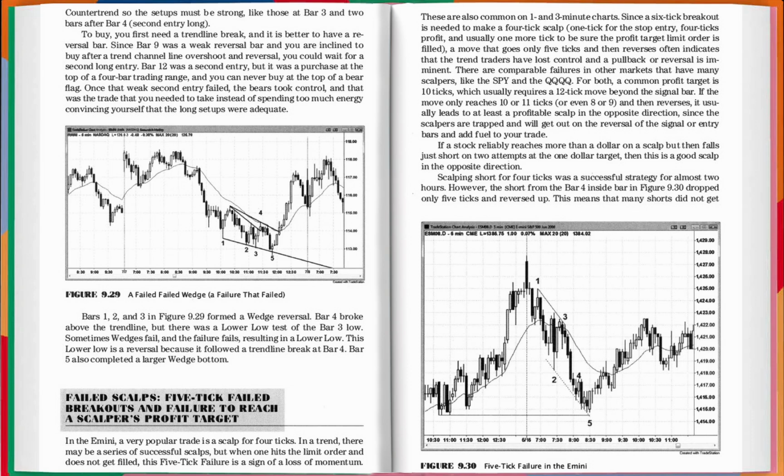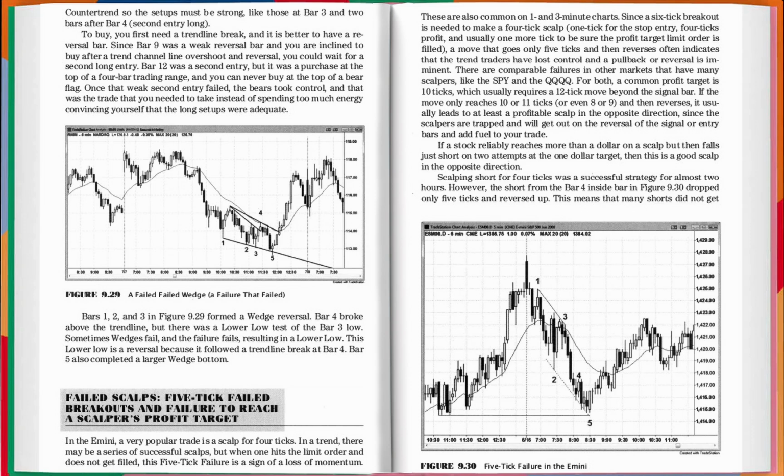If the move only reaches 10 or 11 ticks, or even 8 or 9, and then reverses, it usually leads to at least a profitable scalp in the opposite direction, since the scalpers are trapped and will get out on the reversal of the signal or entry bars and add fuel to your trade. If a stock reliably reaches more than $1 on a scalp, but then falls just short on 2 attempts at the $1 target, then this is a good scalp in the opposite direction.